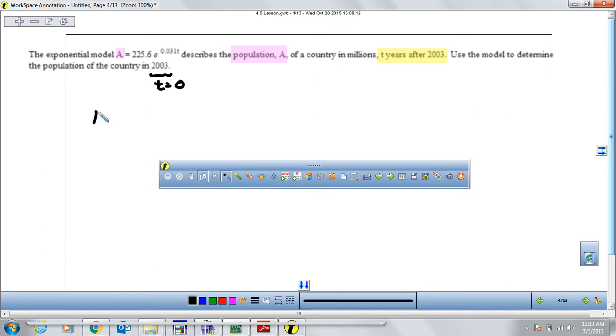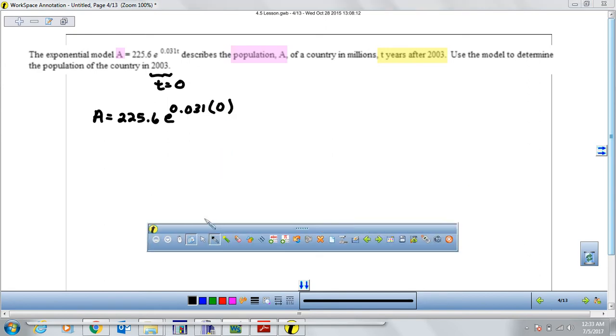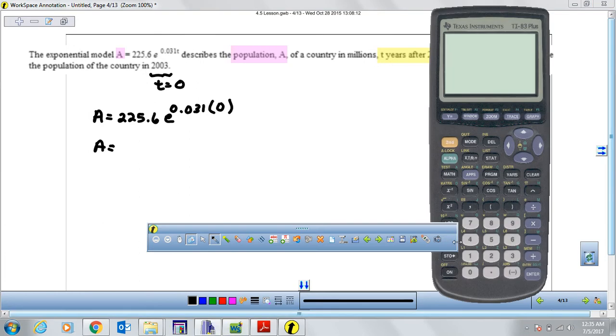So to find the value, we're going to go into this function and replace the t with the 0. Then I'm going to mention something important about these models for you to remember. After this, I'm going to go over the general formula for you. So A is equal to, let's go ahead and put that in the calculator and find the solution for this.